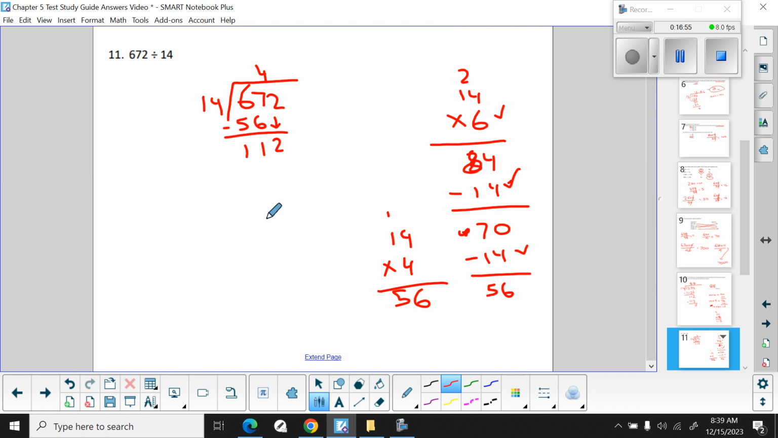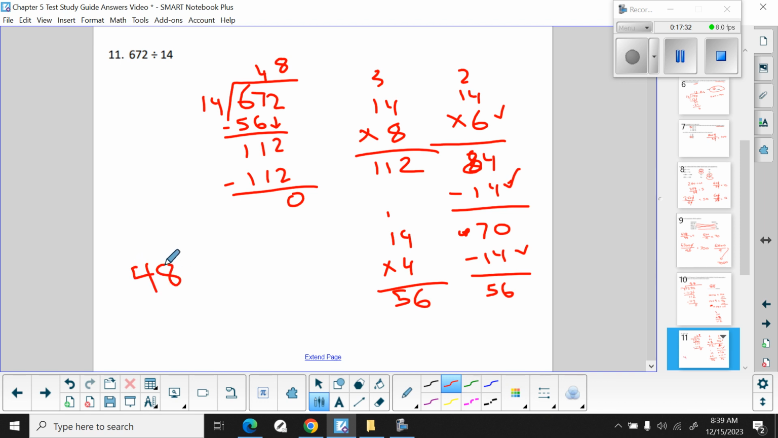Now, I kind of remember from the last problem, but I'm going to try to see if 14 times 8 will give me 112. And I actually know it because I remember doing it in the last problem. So, how many times does 14 go into 112? I believe it's 8. Let's just check that. 8 times 4, 32. Carry the 3. 8 times 1 is 8, plus 3 is 11. Yep, exactly 112. So the number that goes up here is 8. 8 times 14 is 112. We have no remainder, so the answer to this is 672 divided by 14 is 48.